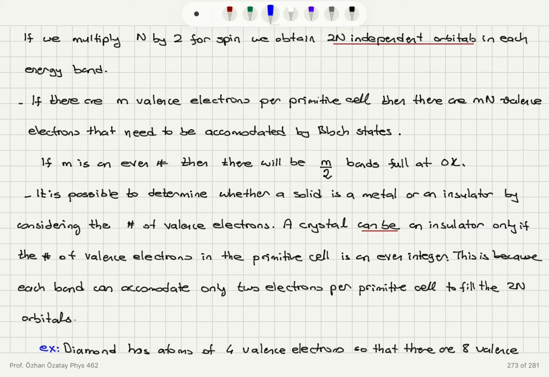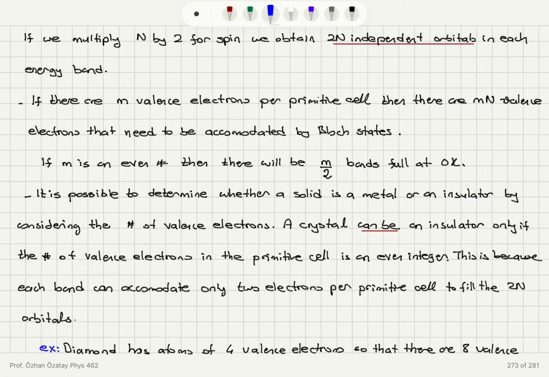So if we have 2n valence electrons, we will have, as you can see, 2n independent orbitals in a band. We will have one band full. If we have 4n valence electrons, we will have two bands full, etc. So a crystal can be an insulator only if the number of valence electrons in the primitive cell is an even integer, because then we will have a full band and an empty band above it, and there is a band gap in between the two.